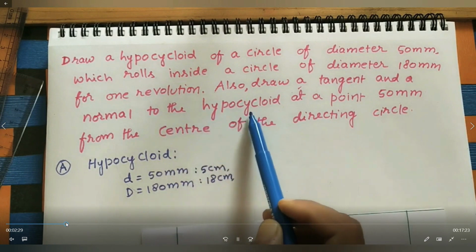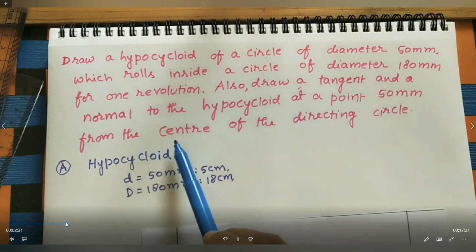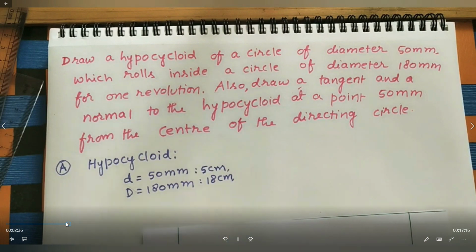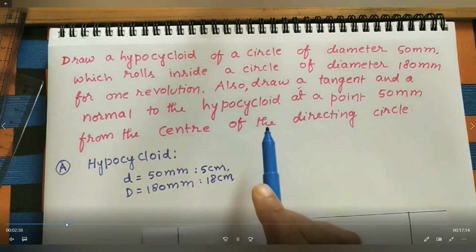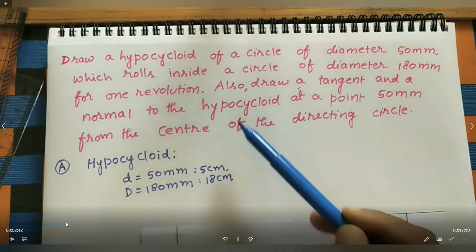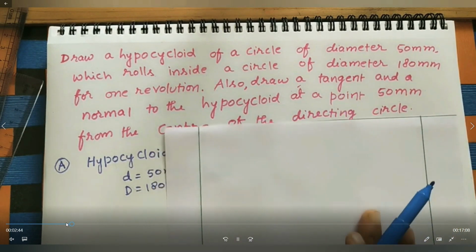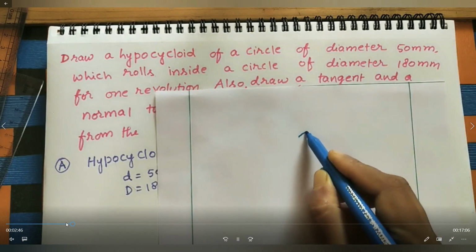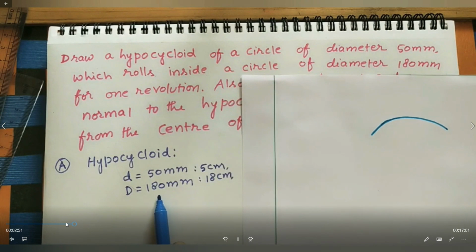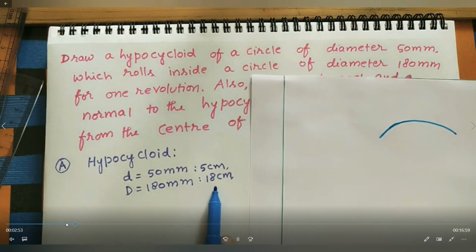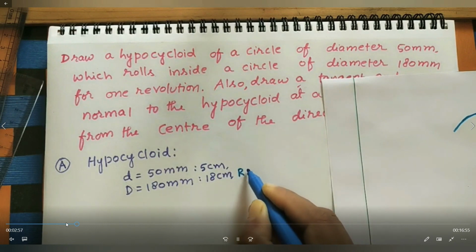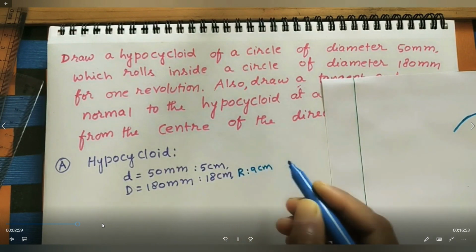Okay. Draw a hypocycloid of a circle of diameter 50 mm which rolls inside a circle of diameter 180 mm for one revolution. Also draw a tangent and a normal to the hypocycloid at a point 50 mm from the center of the circle. In this problem, the given data: small diameter 50 mm, larger diameter 180 mm, and the tangent and normal to the hypocycloid at the point is 50 mm.